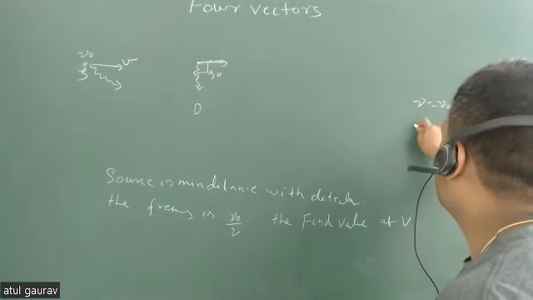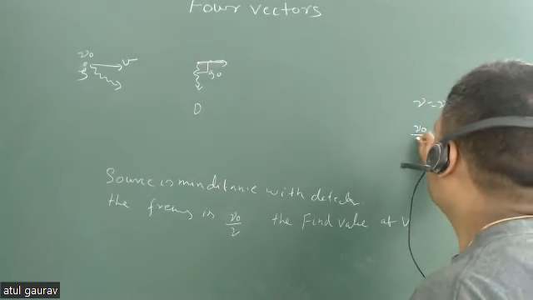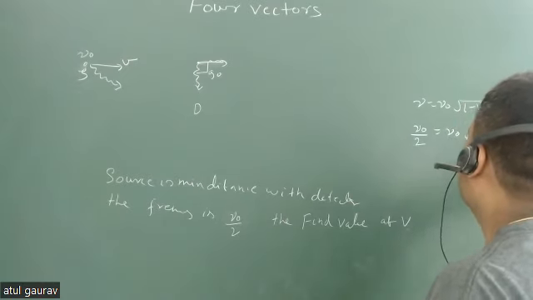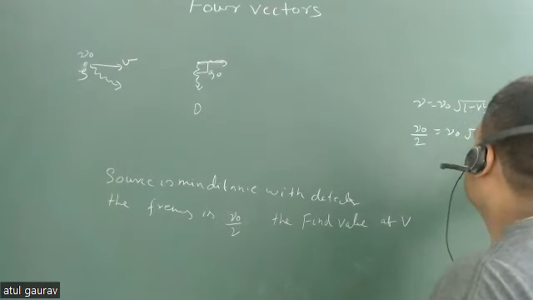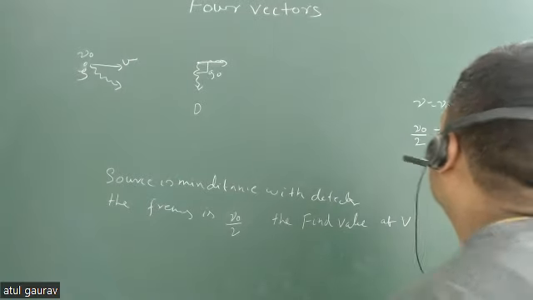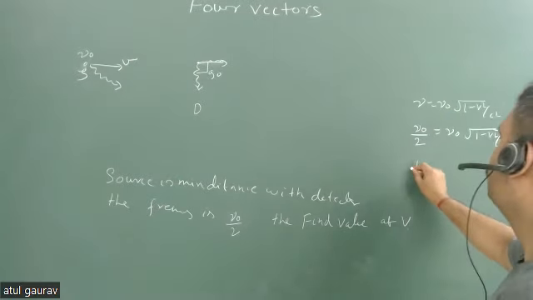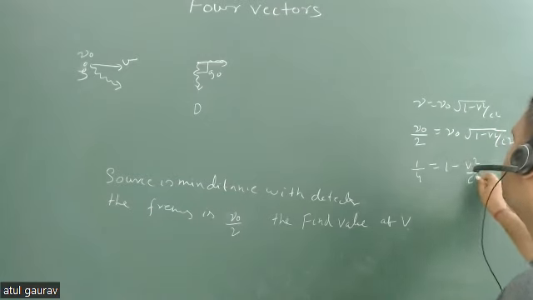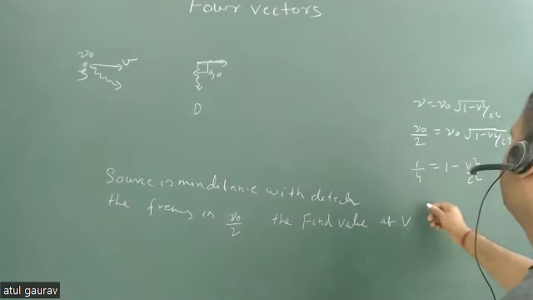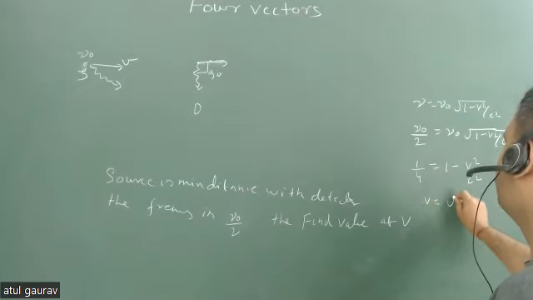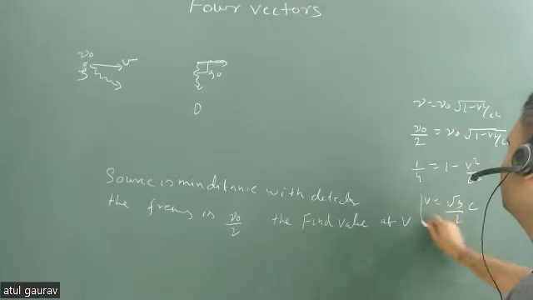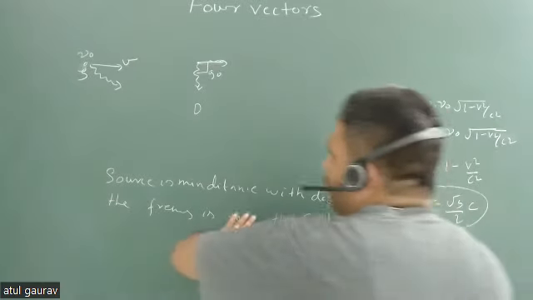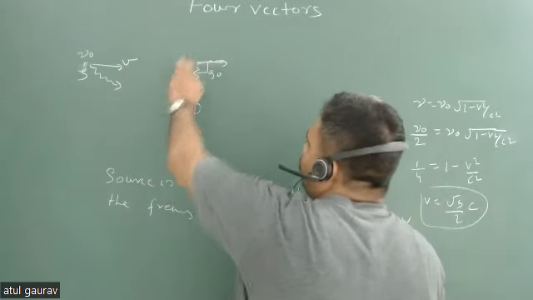So nu is equal to what? Nu naught by 2, and this value is nu naught times root of 1 minus V square upon C square. Then what is your value? 1 upon 4 is equal to 1 minus V square upon C square. And you can have V is equal to what? Root 3 by 2 C.